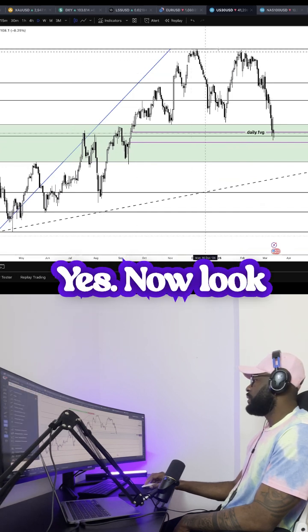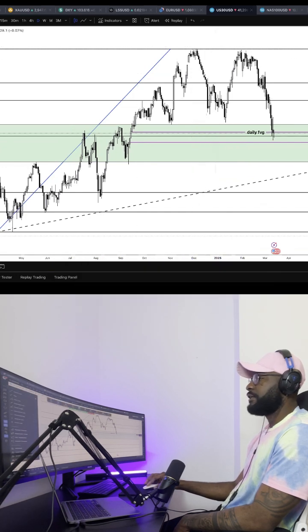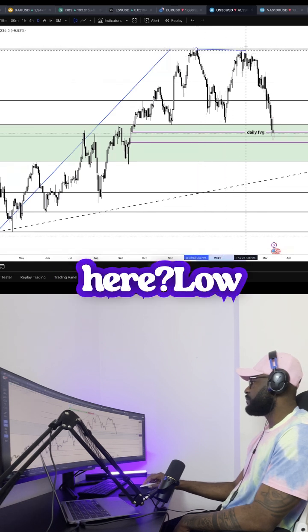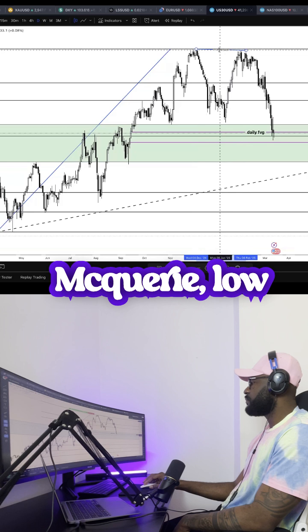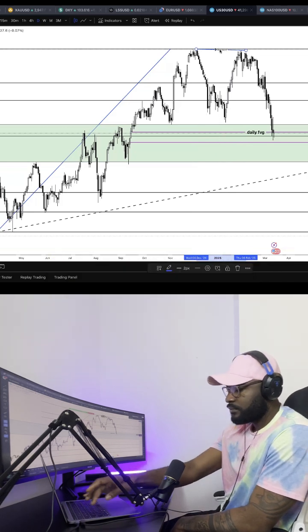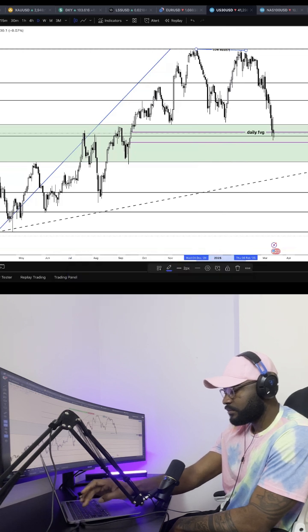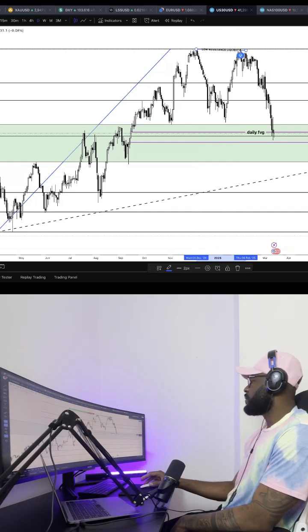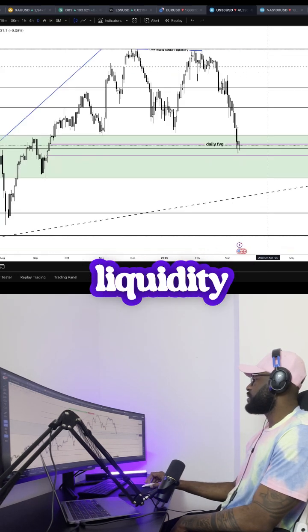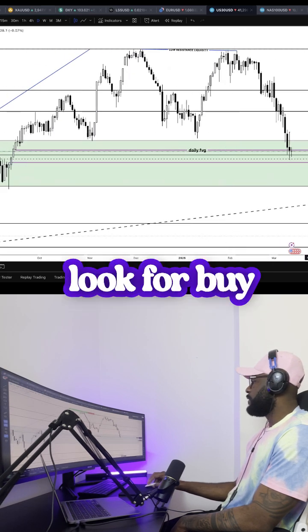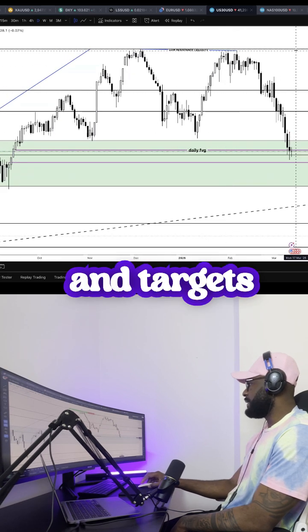Now look at what's resting at the all-time high. What is resting at the all-time high here? Low resistance liquidity, low hanging fruit. So right here, we'll have the low resistance liquidity resting right here. So all we do now is look for buy opportunities and target that area.